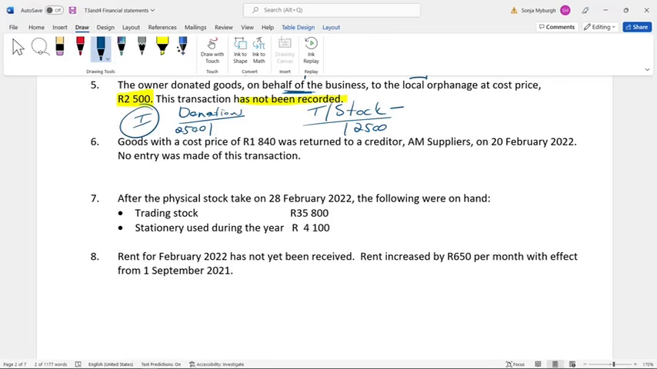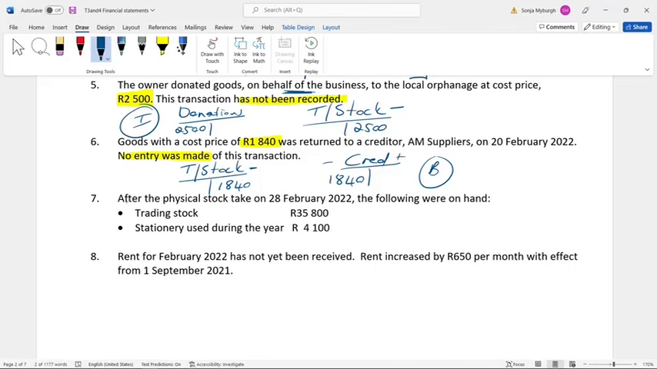Number 6, goods with a cost price, luckily they gave us the cost price again, was returned to a creditor. And again, no entry was made. We returned stock, so our trading stock will decrease. But our creditors will also decrease. But creditors, this is shown on the balance sheet. The trading stock deficit will be influenced by these two adjustments.